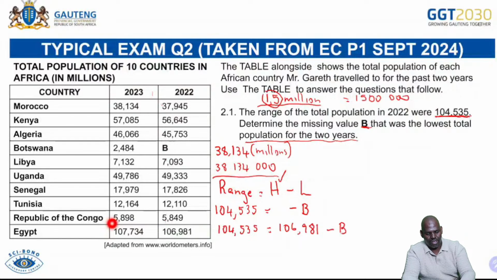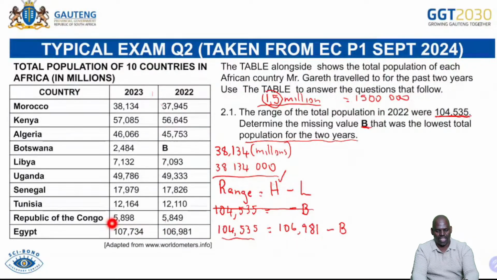minus B. Okay, so what I did is I've indicated the range. This is the value of the range. The highest value, according to all these values, is the obvious highest. And then B, I don't know what B is, but I know that B represents the lowest value. Now I have to find the value of B. So 104,535 equals 106,981 minus B. To find the value of B, we need to subtract.